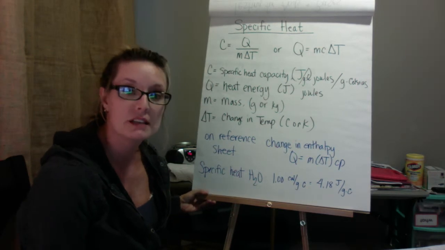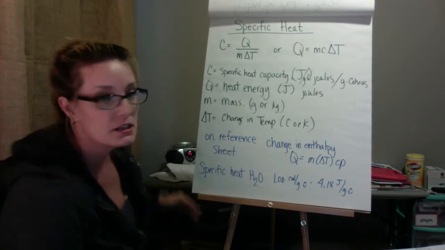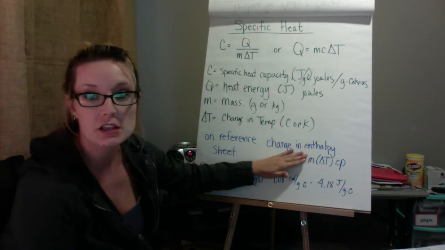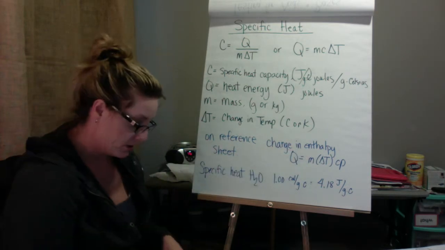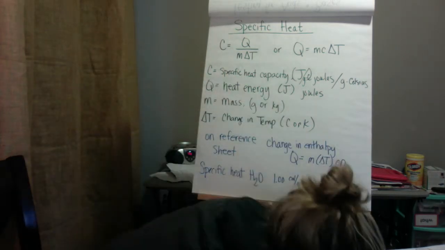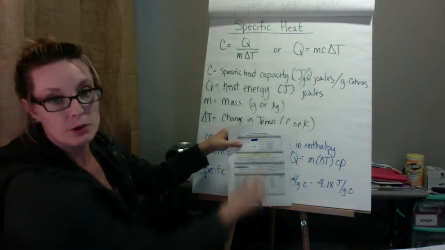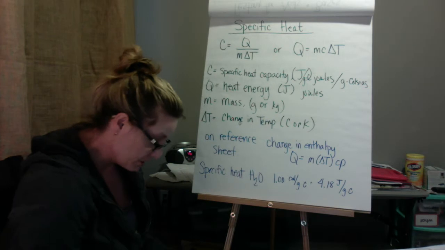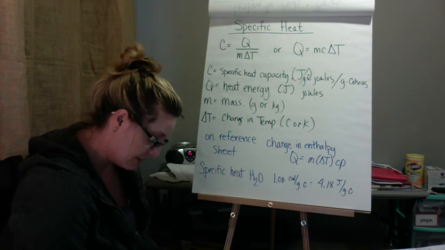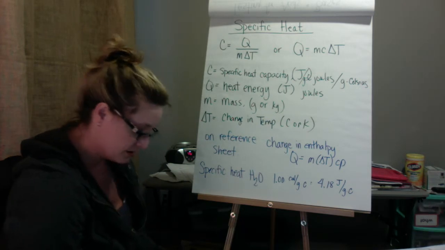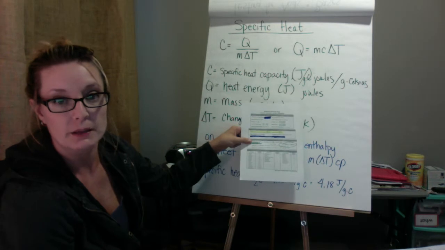The formula is given to you on your reference sheet. It's called the change in enthalpy. It's right up here at the top, right there at the top where I just marked blue. And then you're also given the actual specific heat capacities of water that are right there highlighted in blue.